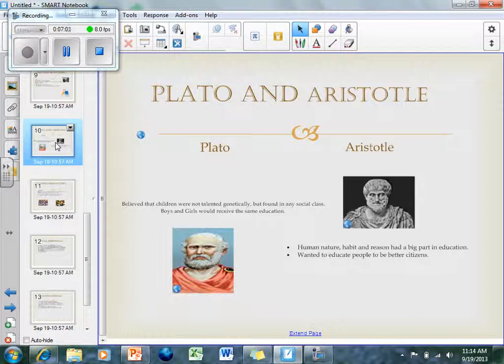Boys and girls should have the same education, whereas Aristotle believed human nature, habit, and reason had a big part in education, and he wanted to educate people to be better citizens. He believed in repetition, where teachers would repeat things, and that's how students would learn.